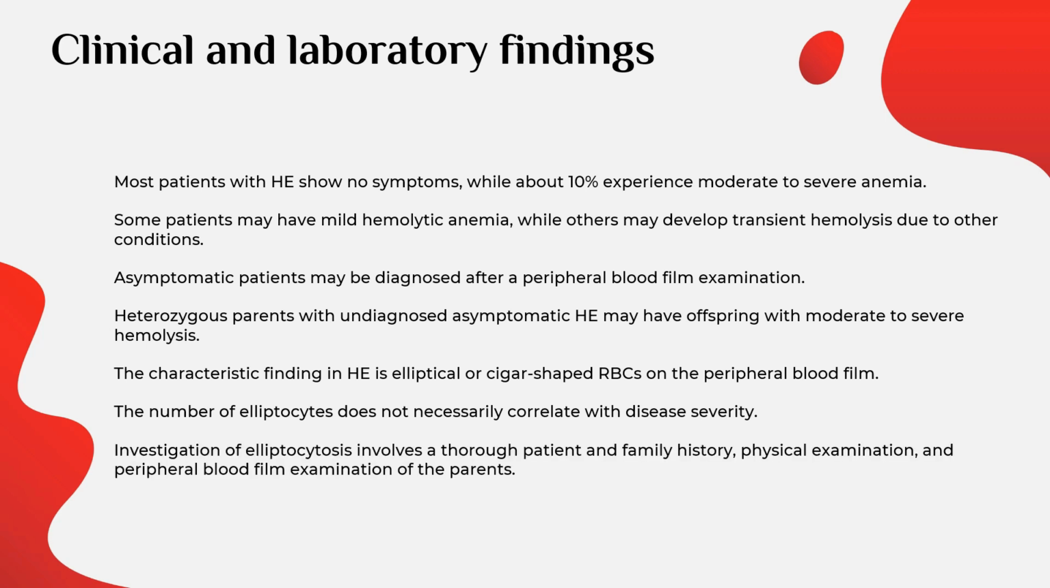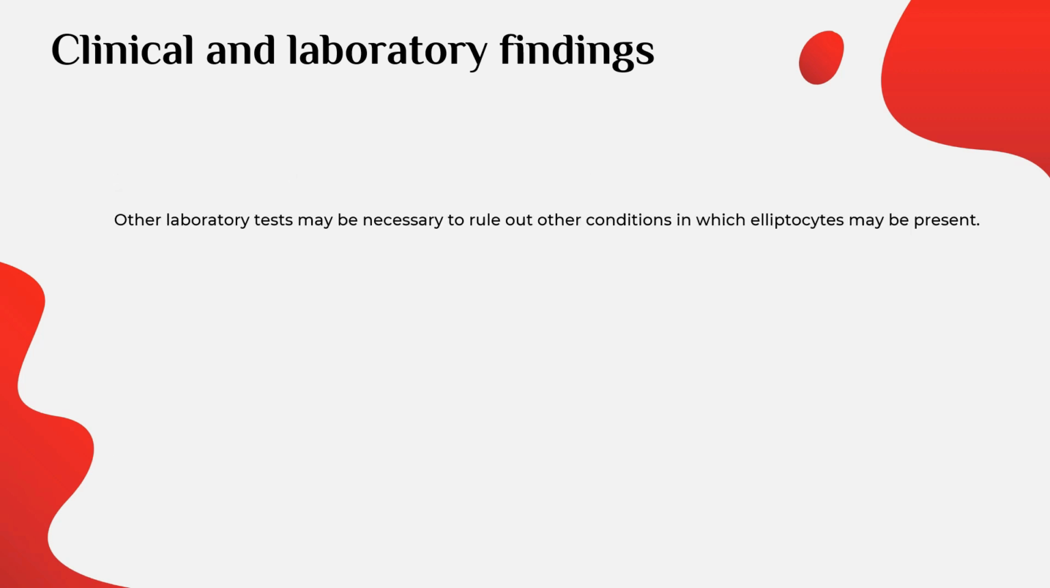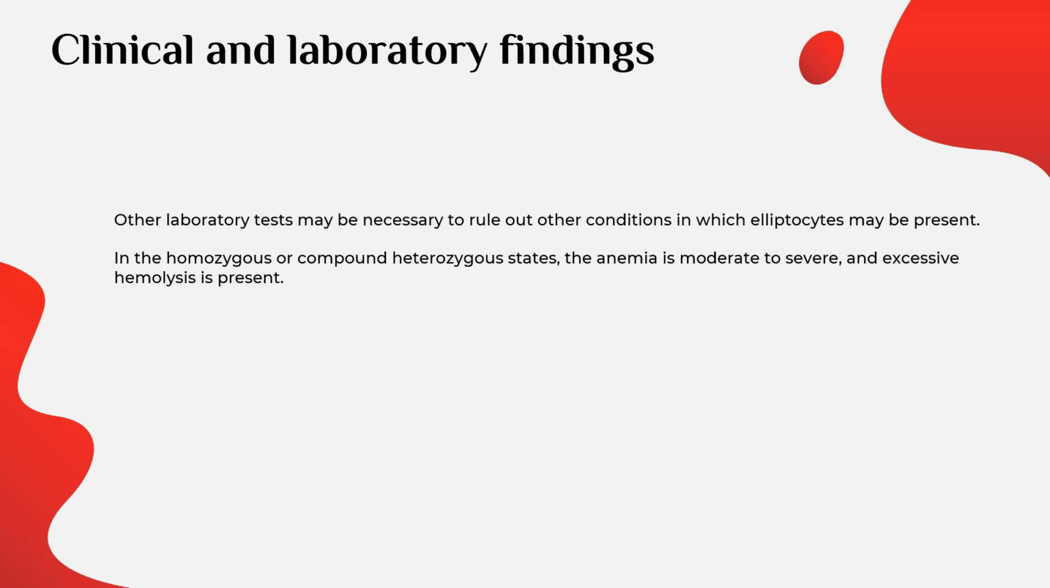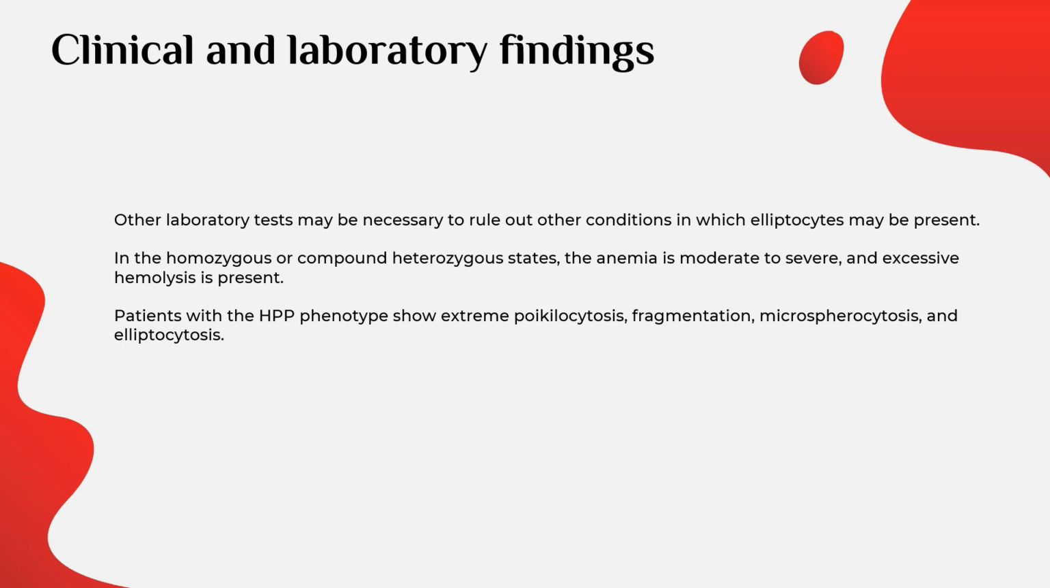Investigation of elliptocytosis involves a thorough patient and family history, physical examination, and peripheral blood film examination of the parents. Other laboratory tests may be necessary to rule out other conditions in which elliptocytes may be present. In the homozygous or compound heterozygous states, the anemia is moderate to severe, and excessive hemolysis is present. Patients with the HPP phenotype show extreme poikilocytosis, fragmentation, microspherocytosis, and elliptocytosis.